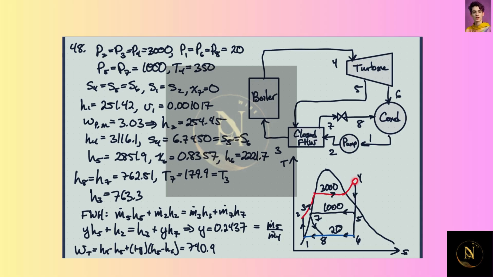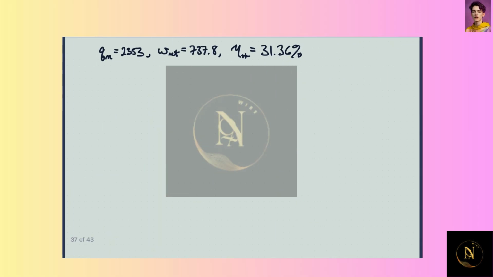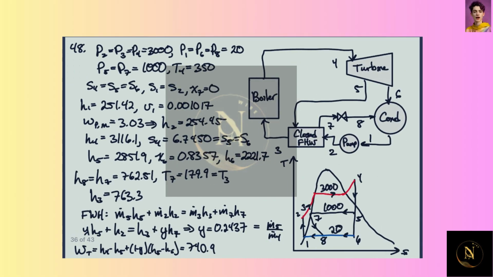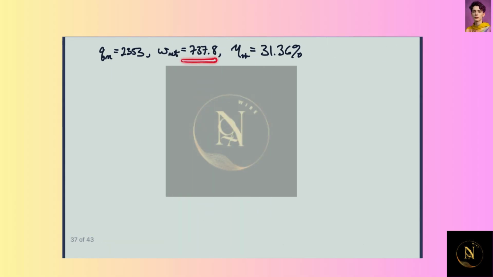Now we can get the heat transfer in, which is just the difference in enthalpy from 4 to 3. We get this value, and then for the net work in, we can take this and subtract the work that we had to put into the pump, this value, and then we wind up with an efficiency of about 31.4%.